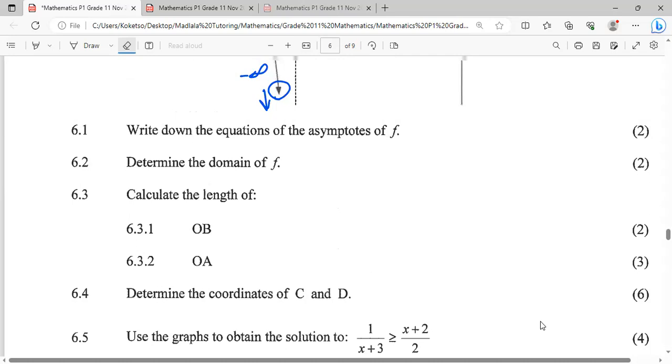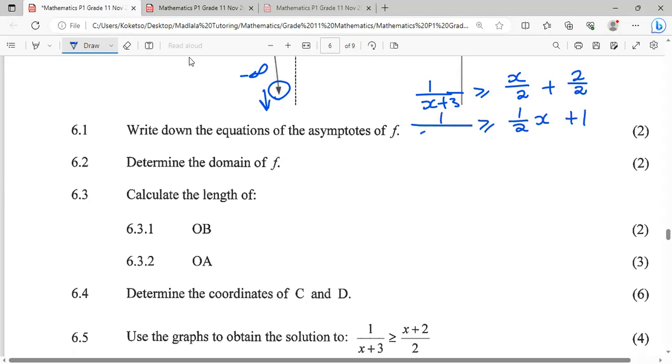Nicely how? So we are going to say, looking at the left-hand side, we'll just have 1 over x plus 3. And then we say this is greater or equal to. Now, when we get to the right-hand side, I want us to separate the fraction. So it's going to be x over 2 plus 2 over 2, like that. Then from this point, it's just going to be 1 over 2x. 2 divided by 2 is 1.